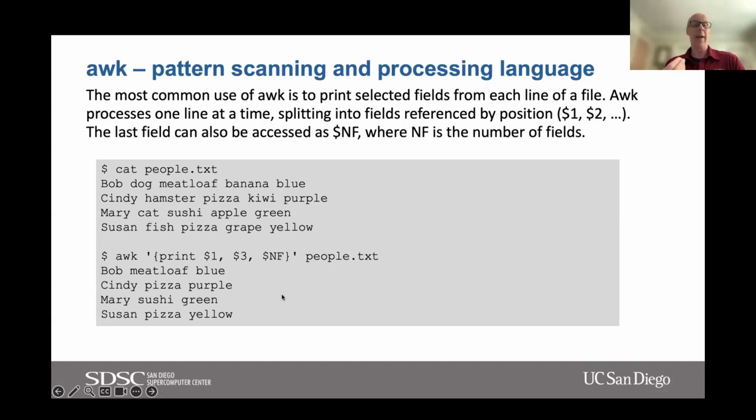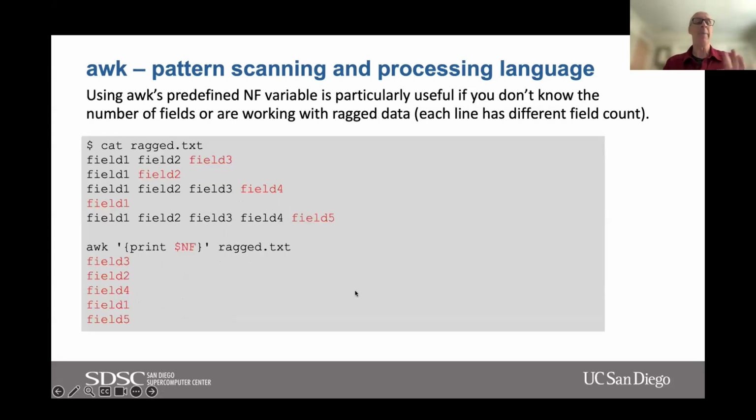If I wanted to print out the first, the third, and the last field in each of those lines, I could do awk, and then in single quotes and in braces, print $1, $3, $NF. So now we get Bob meatloaf blue, Cindy pizza purple, and so on. That's probably going to be the most common use of awk, just printing out particular fields from your output.